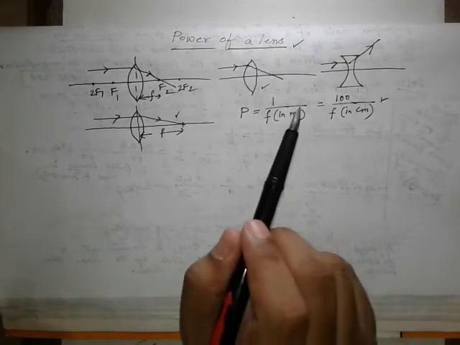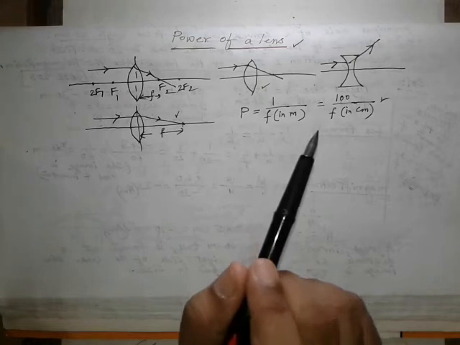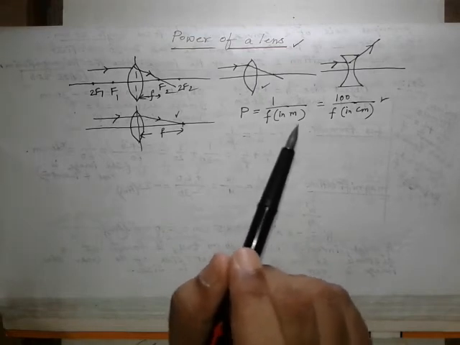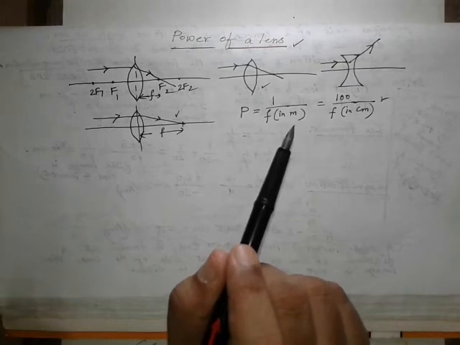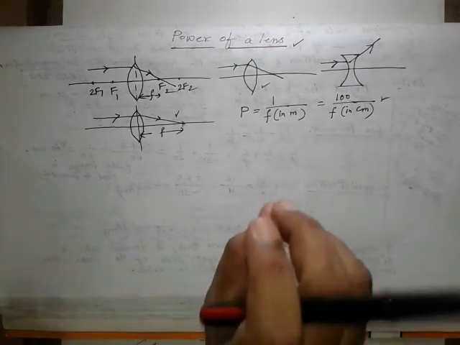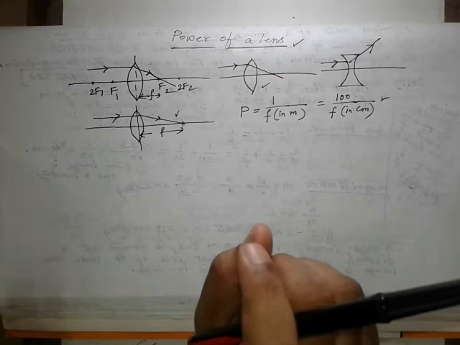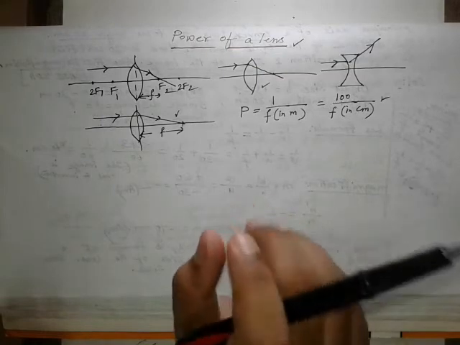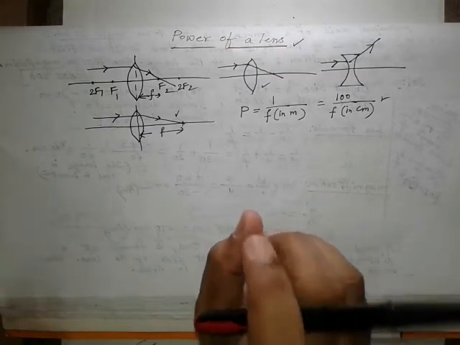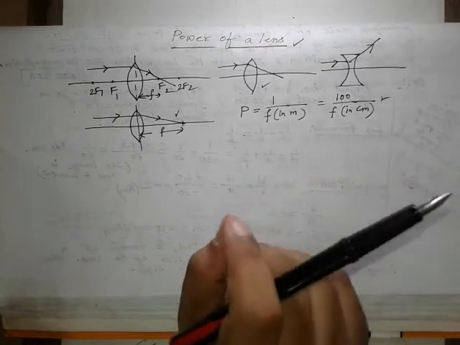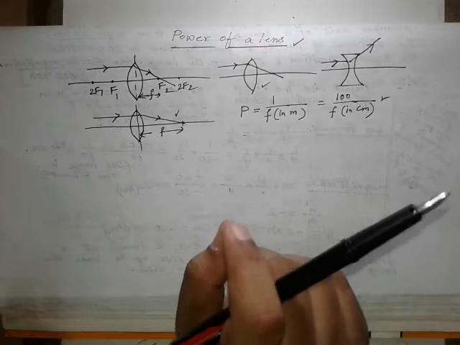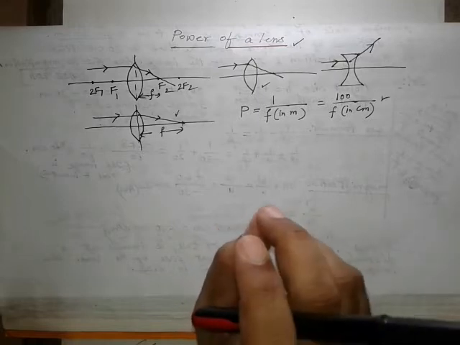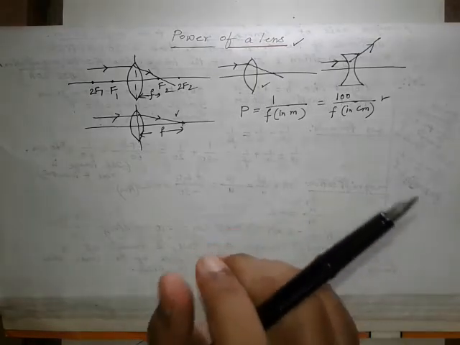Sometimes the question comes: why is the power of the lens expressed as the reciprocal of its focal length? Your answer will be that the power of the lens is represented by the ability to converge or diverge the beam of light. The smaller its focal length, the larger its bending power. And this is why the power is expressed as the reciprocal of the focal length. Okay, so you can write this one.